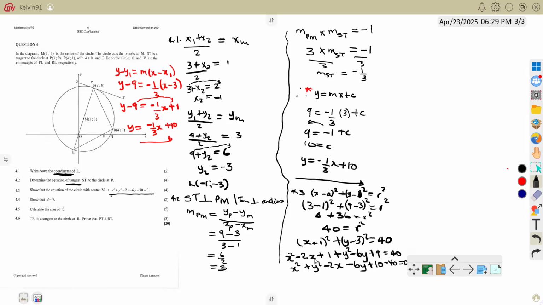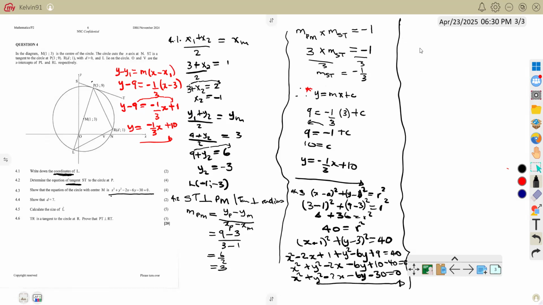Then eventually write your solution. x squared plus y squared minus 2x minus 6y, there it's going to be minus 30 equal to 0. That's the required equation. Then the next question, what are they saying?